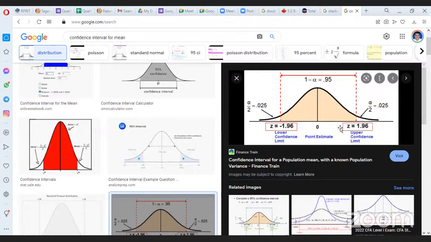Accordingly, there is a 5% chance that the population mean lies outside of the upper and lower confidence interval.